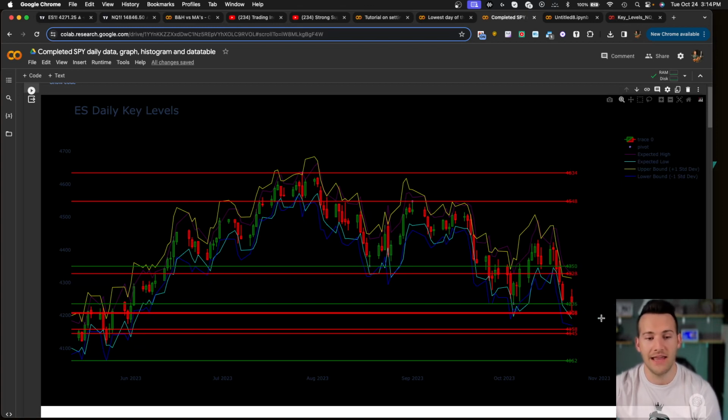For example, for today, we had 4208. Yesterday, 4208 was that pivot level, plus we had these other bands where that expected low was 4190.